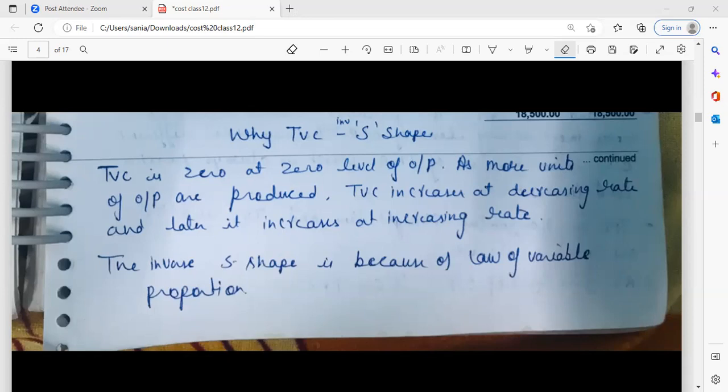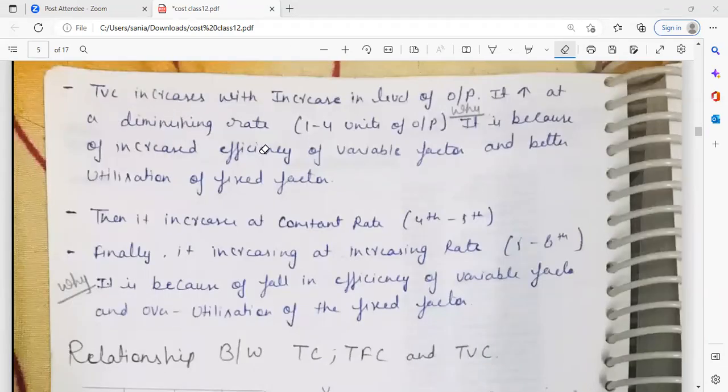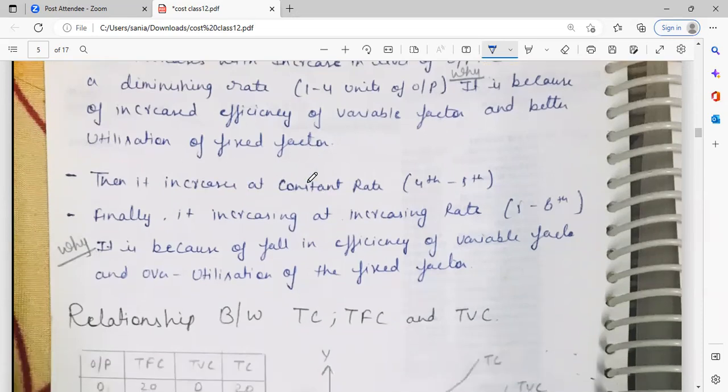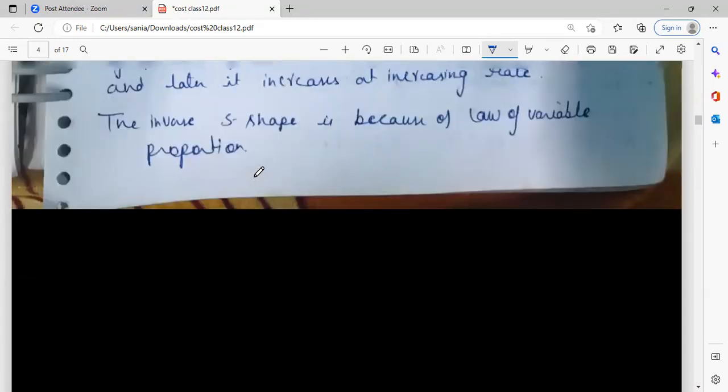Everyone done? Okay. So let's just start with the next topic, which is this. TVC. What is the thing for TVC? TVC first increases at increasing level of output, then it increases at a diminishing rate, and it is because of the increased efficiency of variable factor and better utilization of fixed factor. Then it increases at the constant rate. Finally, it increases at the increasing rate. This is what you already know about TVC. Yes or no?